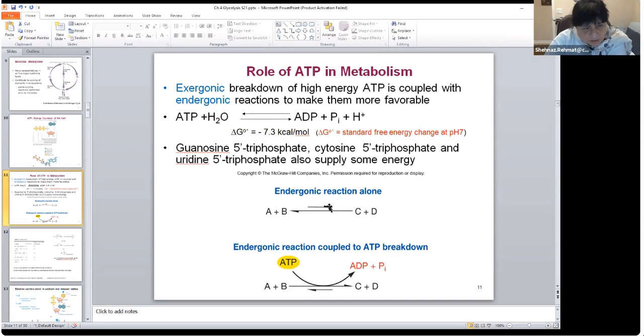Okay, so if the endergonic reaction was to occur by itself, it would be very, very slow, and it would be a lifetime waiting for these products to be released. But if it is coupled with the ATP breakdown, you can see your reaction goes much faster forward, and therefore you can make these products very easily within the cell. So the role of ATP in metabolism is very, very important, because it fuels some of these endergonic reactions which would not occur very easily.